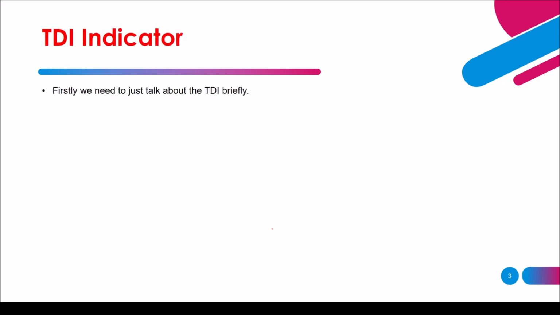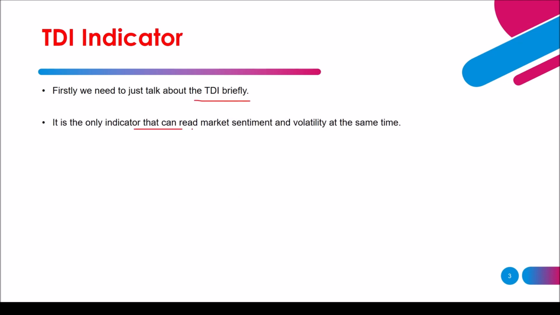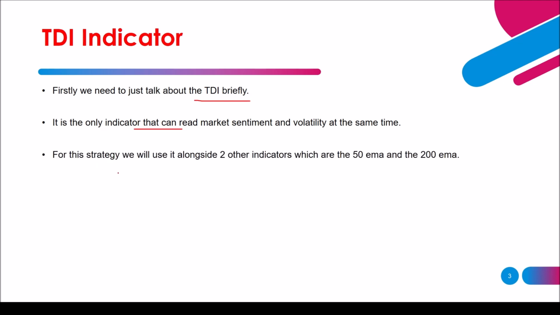So basically, what is the TDI indicator? Let's talk about it briefly. It is the only indicator that can read market sentiment and volatility at the same time. For this strategy, we use it alongside two other indicators, which are the 50 EMA and the 200 EMA. These are exponential moving averages applied to close.